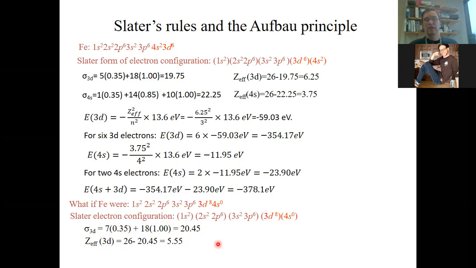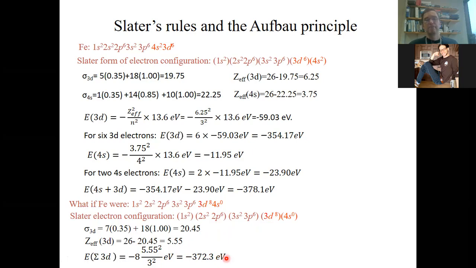So now in this case, we do not have any 4s electrons to consider because the number is 0. So we can calculate the energy of the 3D electrons directly, considering here that we have 8 of them. So for a single 3D electron, the energy would be minus the effective nuclear charge square, which is 5.55 square, over the quantum number n square, which is 3 square. Now times 8, because we have 8 electrons, and that's minus 372.3 electron volts.